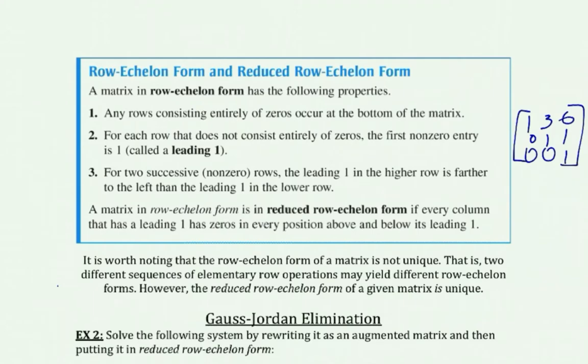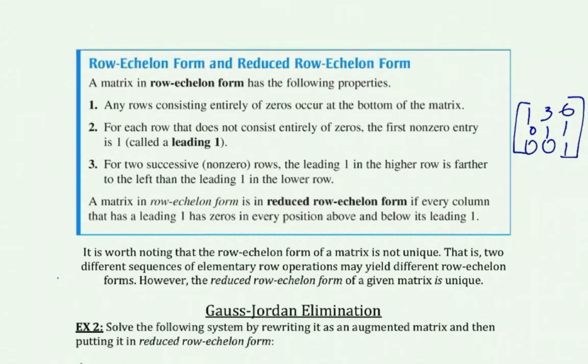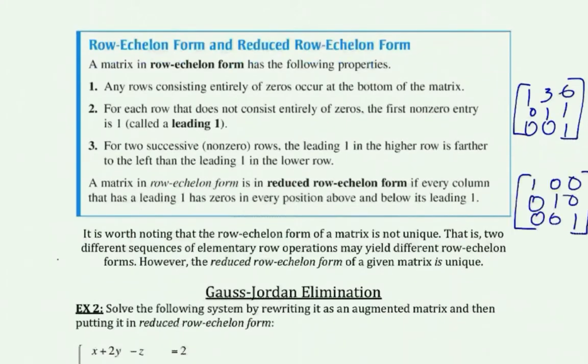Also, in addition to that, the reduced row echelon form would look like this. It'd be 1, 0, 0. So 1 followed by two zeros, 0, 1, 0, and 0, 0, 1. So again, above and below the leading ones are only zeros, and technically to the left and right of the leading ones are also just zeros.